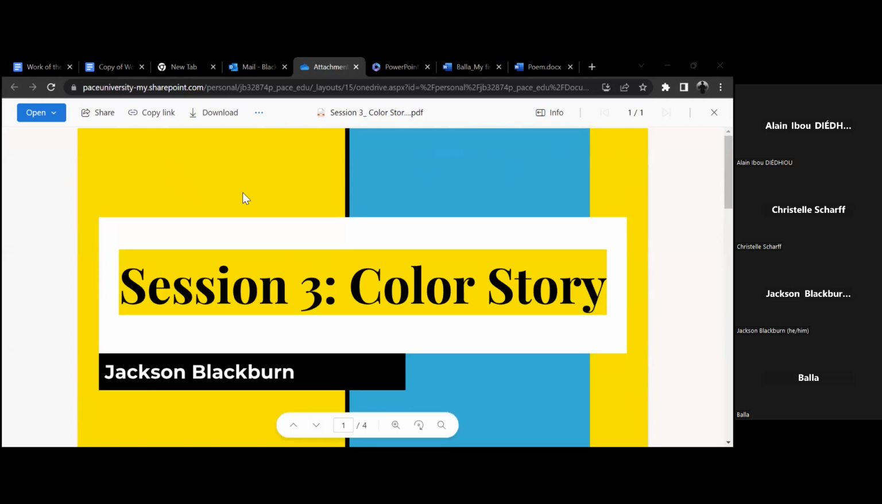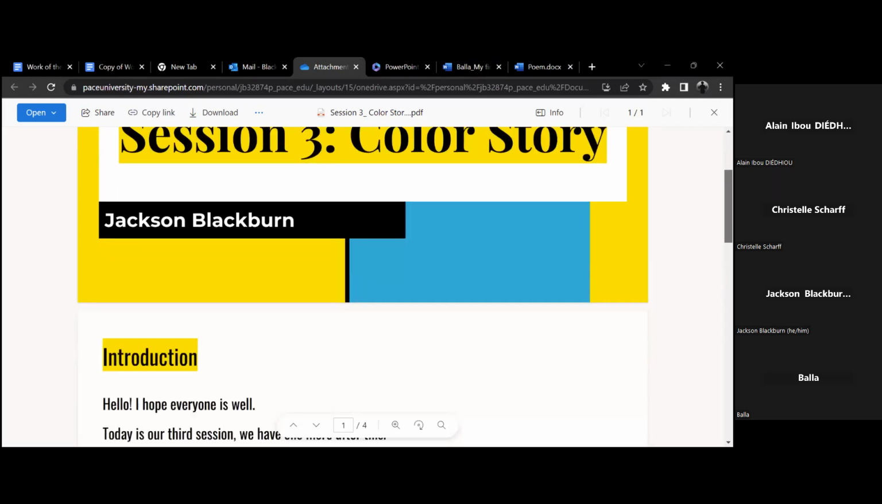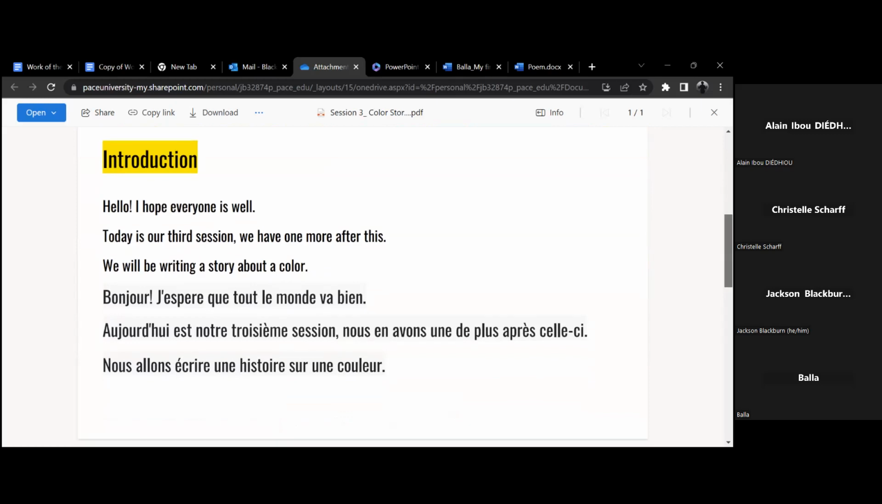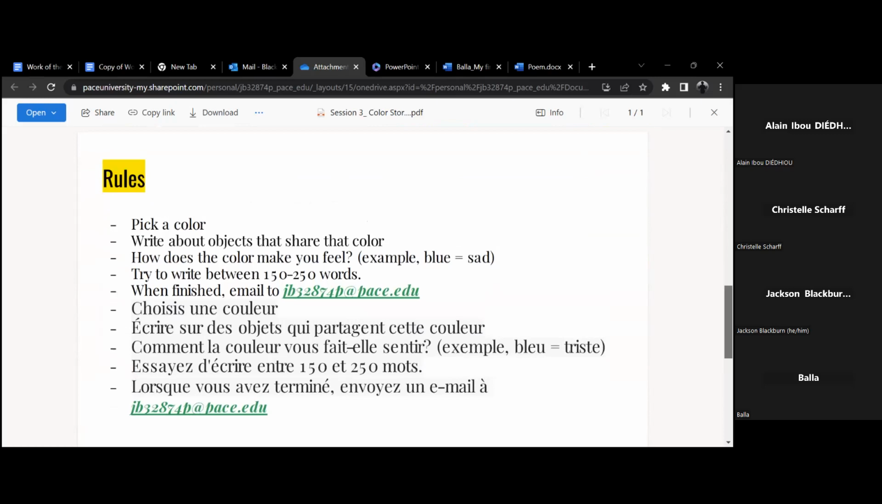We had a color story schedule. So this is the first slide, so it's just the introduction. I hope everyone's doing well, and we're gonna be writing a story about a color. And then these are the rules and the requirements that we had listed for the color story. So you would pick a color, write about objects that share that color, and how the color would make you feel, if it makes you feel any sort of emotion.